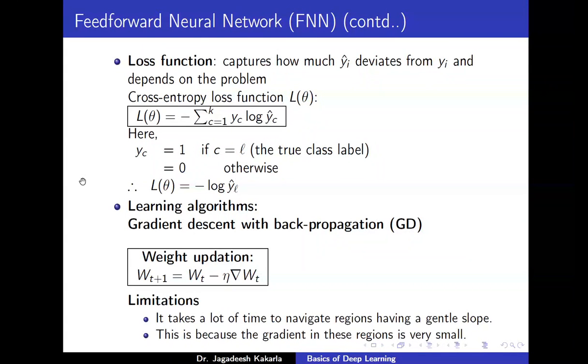And then what is the learning algorithm we will use? In the feed forward network we will use the learning algorithm which is gradient descent with back propagation. It means in the forward pass you are getting the output. In the backward propagation, with respect to the loss you will update the weights.